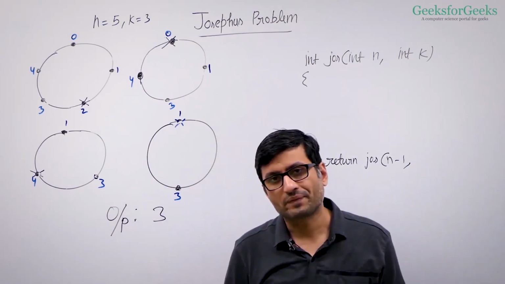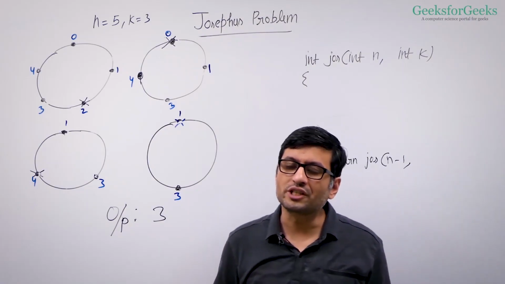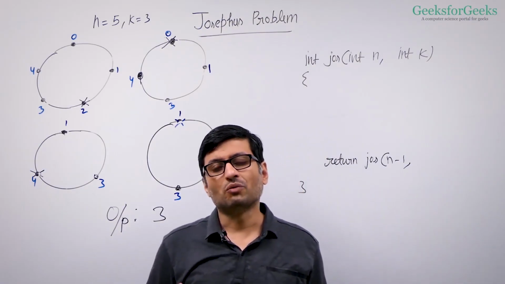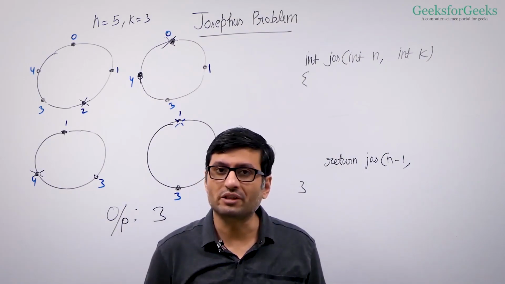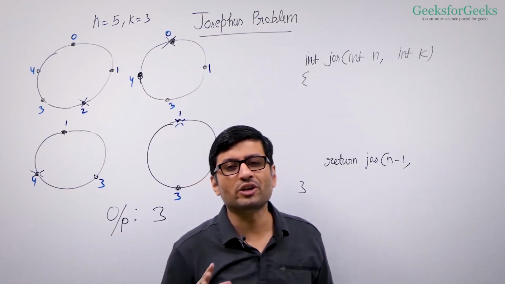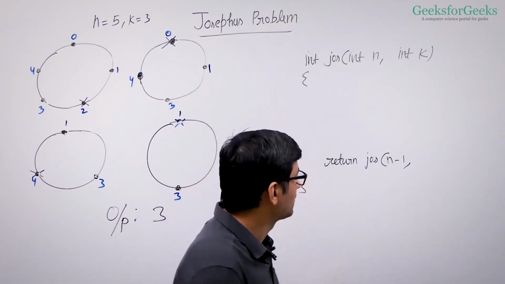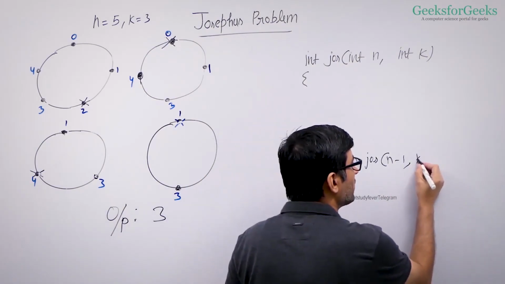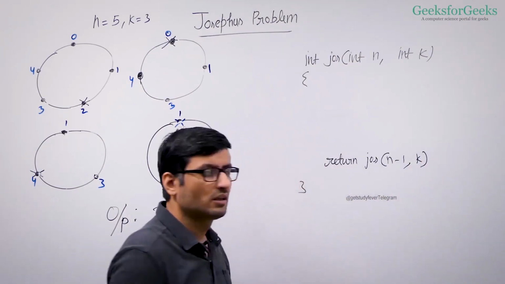What about k? Is k going to change in the recursive calls? We always kill the third person in every recursive call, right? So k is going to remain as it is. So in the recursive call, we are going to keep k as it is.